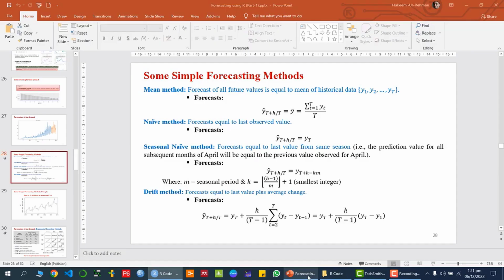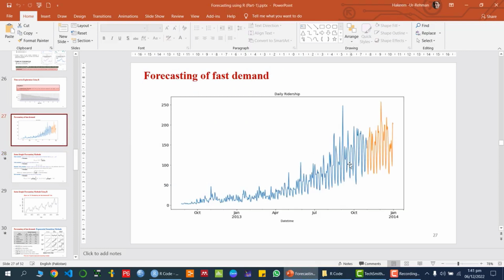I hope you got the idea of what the simple forecasting methods are which we can use to predict fast moving data, and how we can find out the within-sample forecast error as well as the out-of-sample forecast error in order to select the best forecasting method.